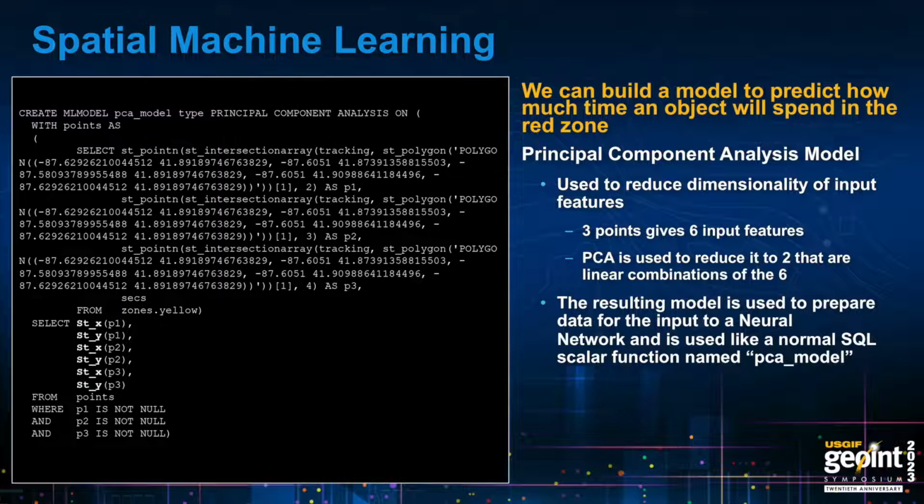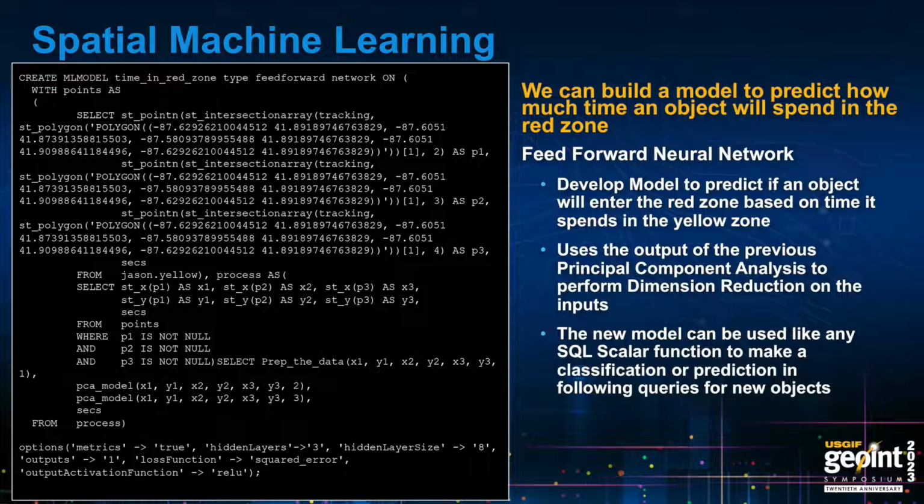So let's start with our models. In the end, we actually want to use a feed-forward neural network, which I'll get to, but it seemed like a good idea to start by pre-processing with principal component analysis. We use PCA here to take 3 points, which would normally give us 6 input features, and reduce it to 2 for input to our neural network that are really a linear combination of the 6. On the left, you can see the SQL that we issued in Ocient to create this, which is a simple create ML model statement, which creates a model called PCA_model, which can then just be used like a normal SQL scalar function in our follow-up.